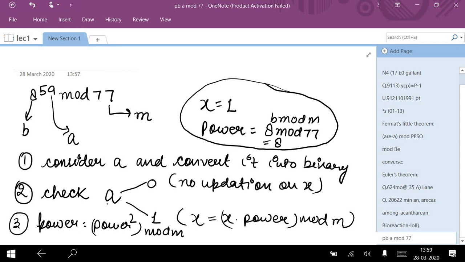considered the previous value. And the other one is a equal to 1. If a equal to 1, then you have to calculate the new value of x by using the following equation, that is x equal to x into power mod m. And the third one is you have to calculate the power at the last, that is power equal to power square mod m. So after following these 3 steps, you will successfully get the value for modular exponential type of problems.